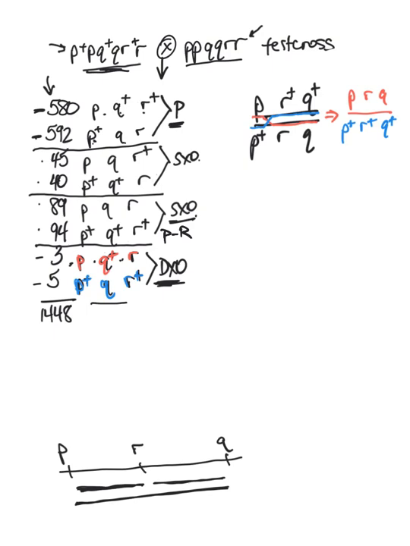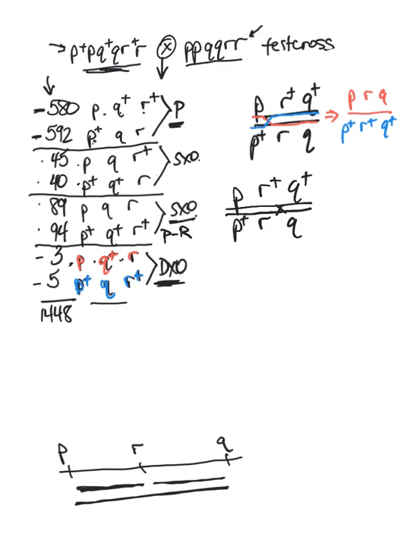Okay, now, what if I can just verify for the other two? I have P, R plus, and Q plus as my one parental type. P plus, R, and Q are my other parental type. If I have a single crossover in region 2 between R and Q, I'd better get these two types, right?